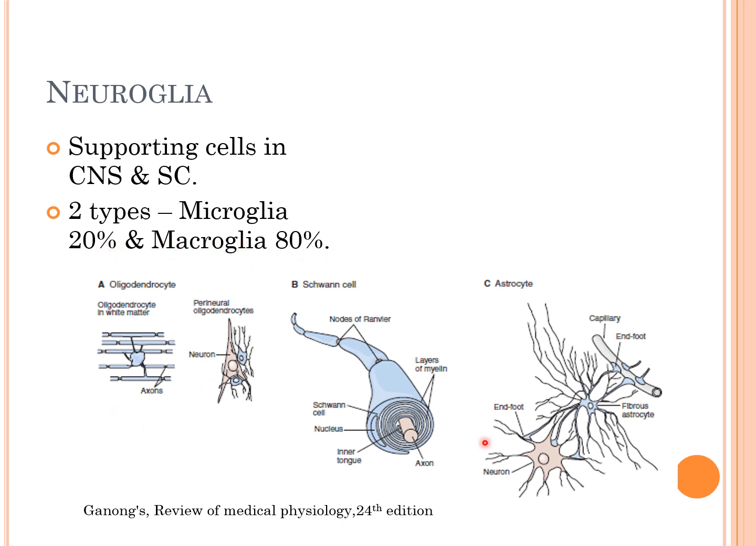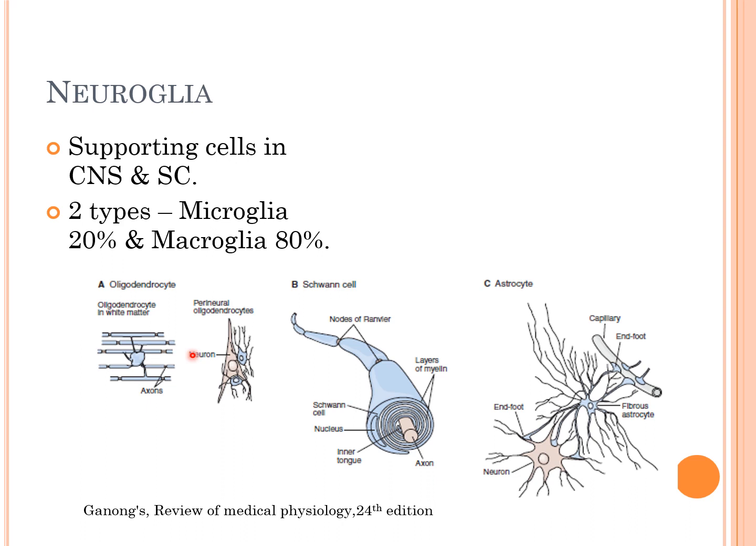Here we can see a clear picture showing oligodendrocytes. I told you oligodendrocytes, Schwann cells, and astrocytes are the different types of macroglial cells. Oligodendrocytes form the myelin sheath within the central nervous system.